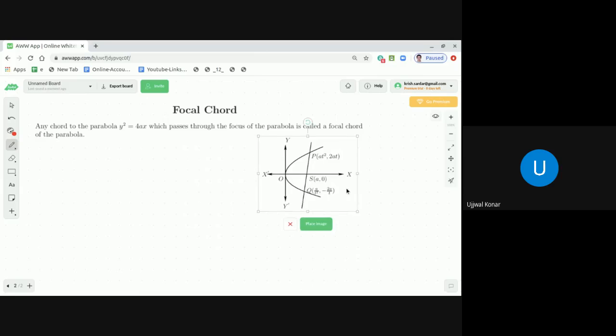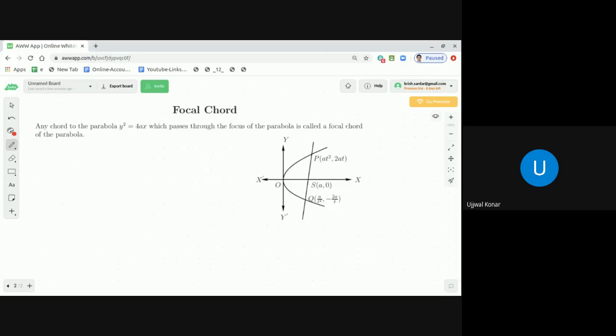If you look into this diagram, here you see that PQ is the focal chord. Why? Because that chord PQ is passing through the focus S of the parabola. And what is the equation of the parabola, by the way? The equation of the parabola is y square equal to 4ax. This is the equation of the parabola, and we take two points here, dear students.